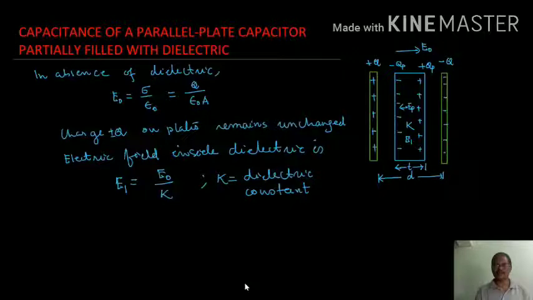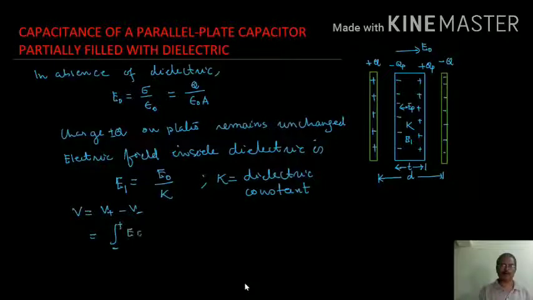Let us calculate the potential difference between the two plates. The potential difference between the two plates, that is V, is equal to V plus minus V minus. V plus is the potential on the positive plate and V minus is the potential on the negative plate. So this is equal to the integral from the negative plate to the positive plate of E dot ds. So now we integrate from the negative plate to the positive plate.